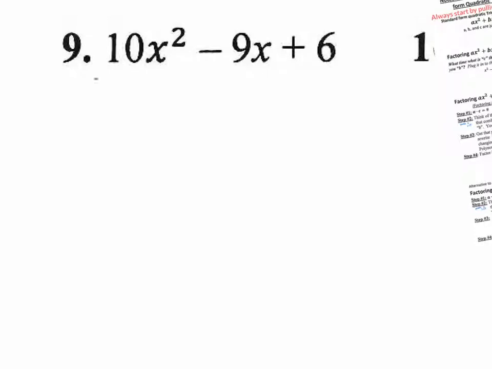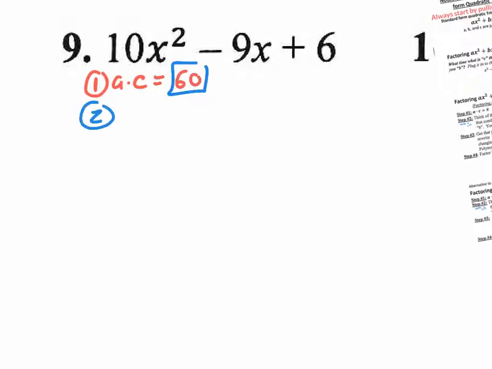Step 1, multiply A times C. You can't pull out anything, right? Like if this were a 12, I'd be able to pull out a 3 from all of them. That'd make it easier. But unfortunately, you can't pull out anything. So A times C is 10 times 6, which equals 60. That's our answer for step 1.